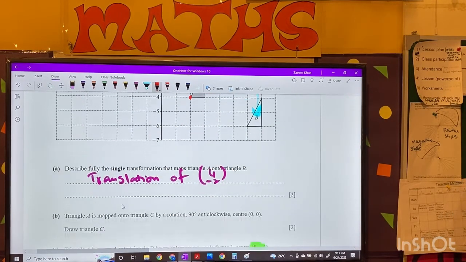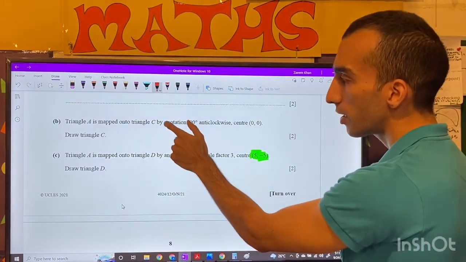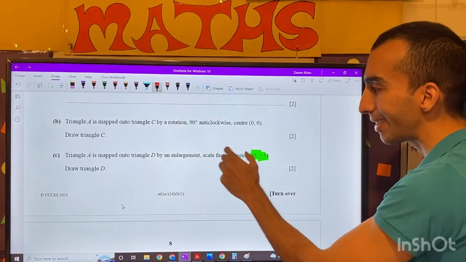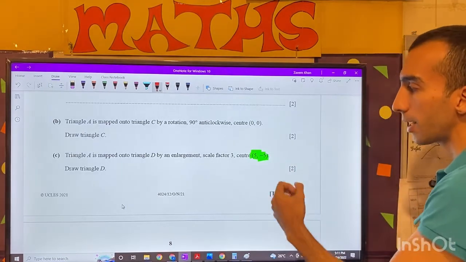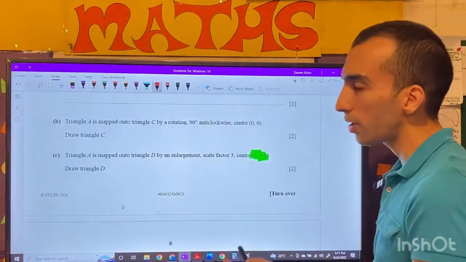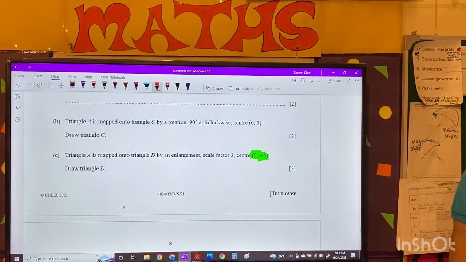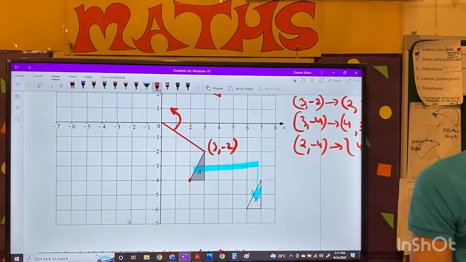Okay, so अब ये एक enlargement का concept है. By the way, this was the trickiest. Enlargement is relatively easy. Triangle A is mapped onto D by enlargement scale factor 3. 3 का क्या मतलब है? कि साइज 3 गुना बड़ा हो रहा है. 5, negative 5 सेंटर ऑफ enlargement है. सेंटर ऑफ enlargement को अगर हम टर्म्स ऑफ फिजिक्स देखें तो we can also call it a light source.